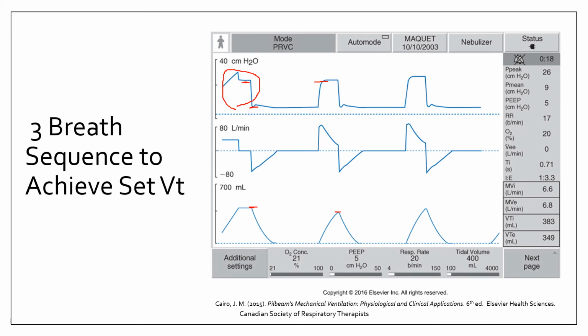So on the next subsequent breath up here, it's increased. It's gone up a little bit. And again, we're going to compare this volume to what my set volume is of 400 mLs. And if this pressure is good, then it's going to continue ventilating at that pressure as needed, and it's assessing the exhaled volume here on a breath by breath basis to make sure that it's going to deliver as close as it can to that set tidal volume that you've inputted in the machine.